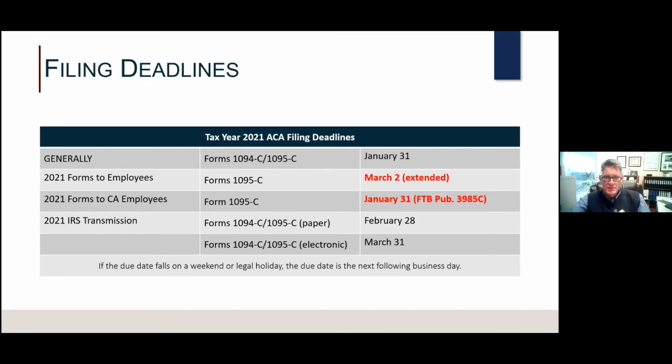If you want a reference to that, I've included the Franchise Tax Board publication number here for you. And then transmission to the IRS, if you're transmitting electronically, the due date is March 31st, and if you're mailing paper forms to the IRS this year, that deadline is February 28th.